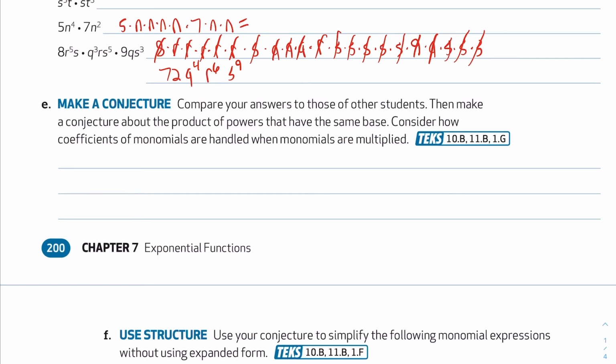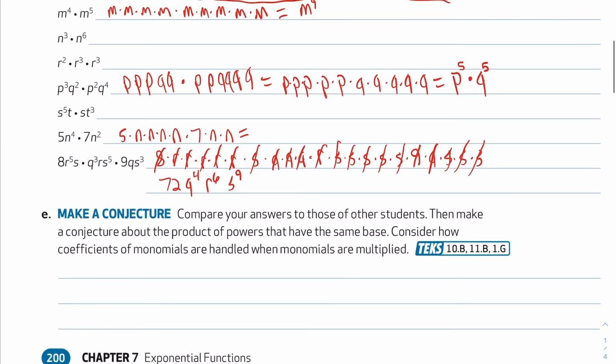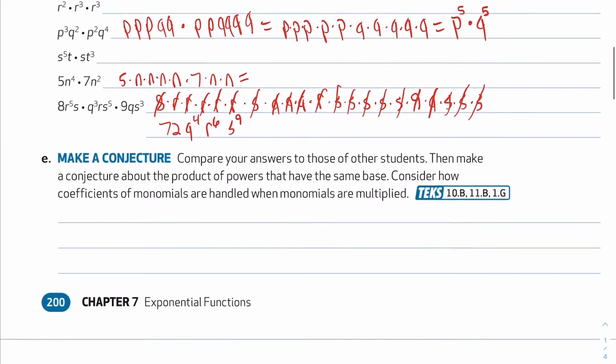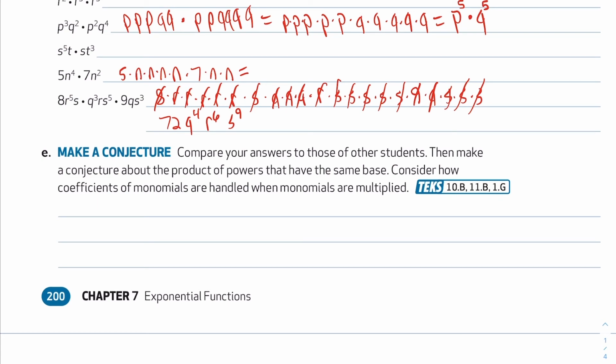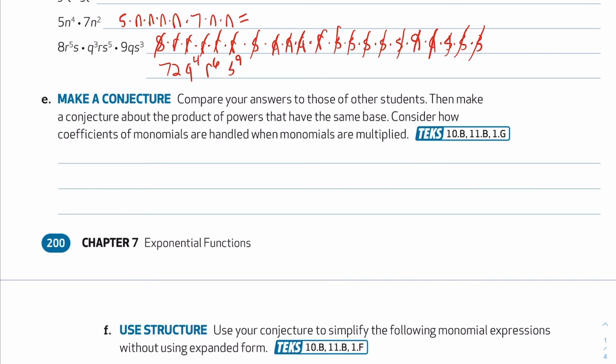Make a conjecture. That means come up with your own conclusion, with your own thoughts, summarizing how we multiplied the above things. So in just a sentence or two, explain what we did to multiply these numbers, and then write that down in your notes. So that's what you're going to write for part E. Also make sure that you multiply the other numbers that we didn't do as an example up above.